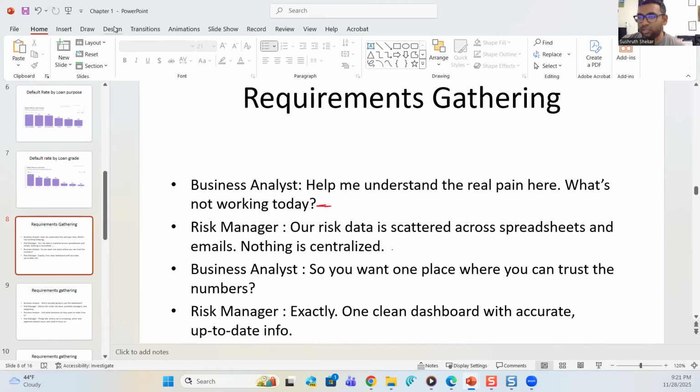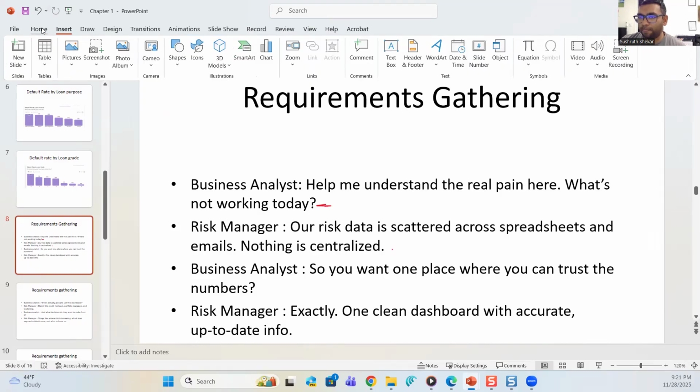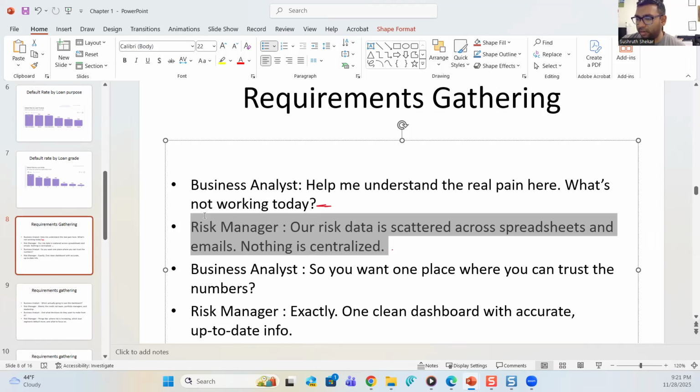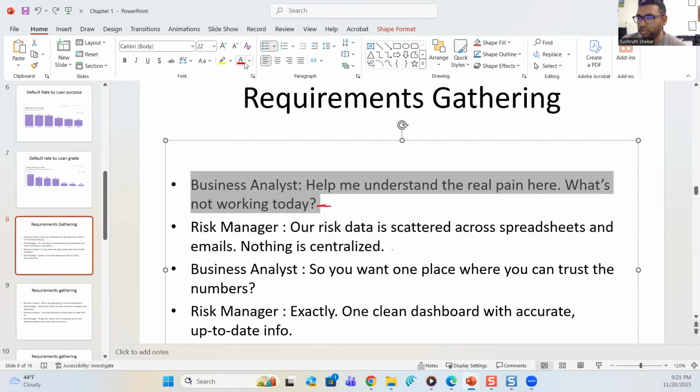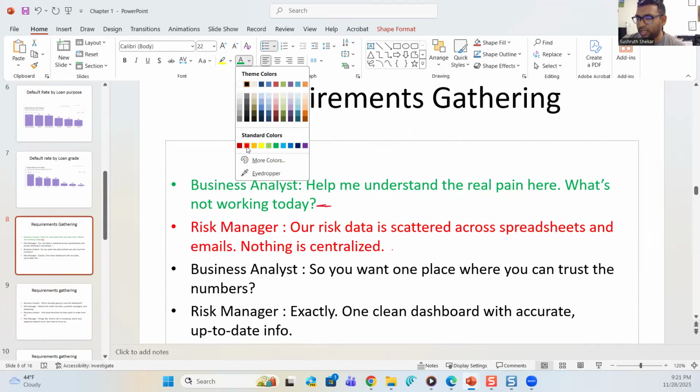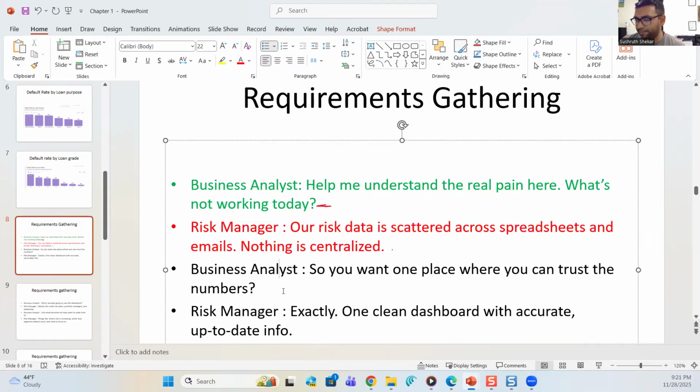So right now I'll highlight this. I'll try to change the color of the text. I'll make all the risk manager lines red and business analyst lines green. That way you know who's who. So this is the very first statement. Hey, help me understand the real pain here. What's not working today? The risk manager will say our risk data is scattered across spreadsheets and email. Nothing is centralized currently.